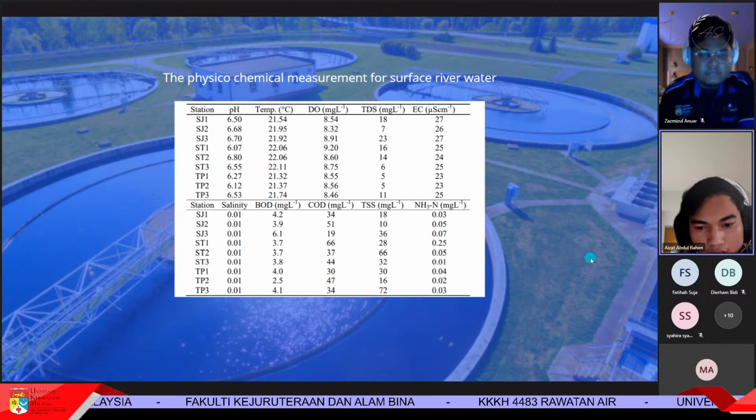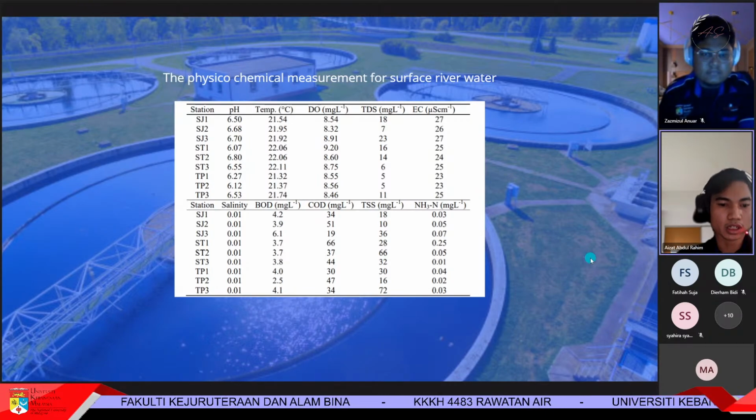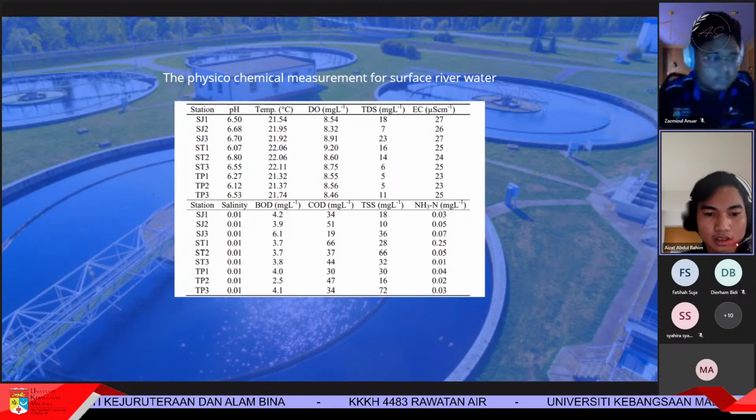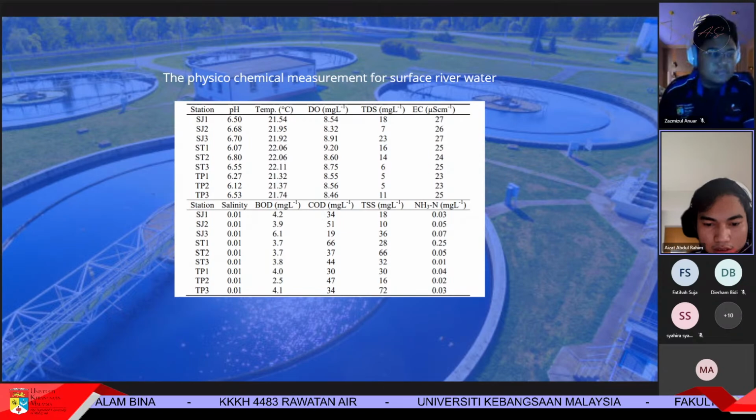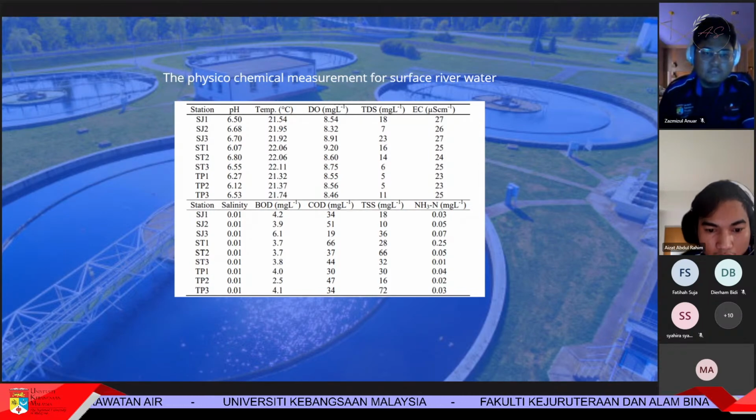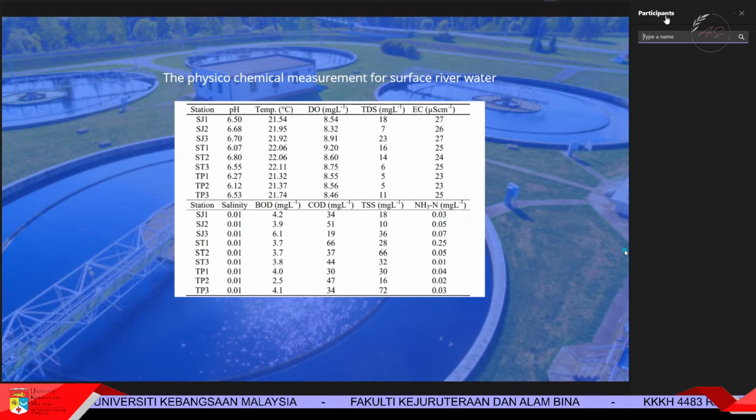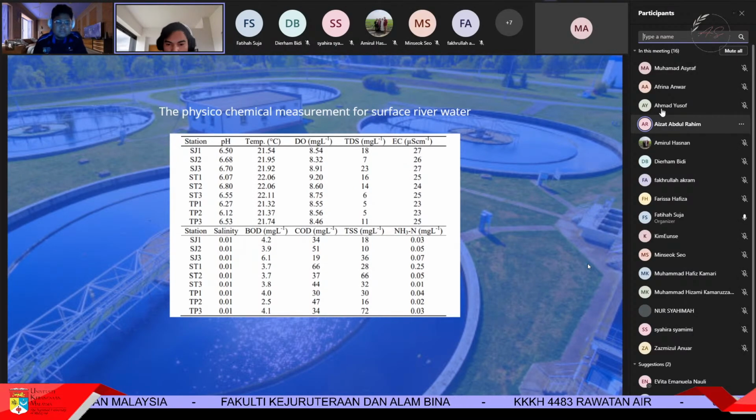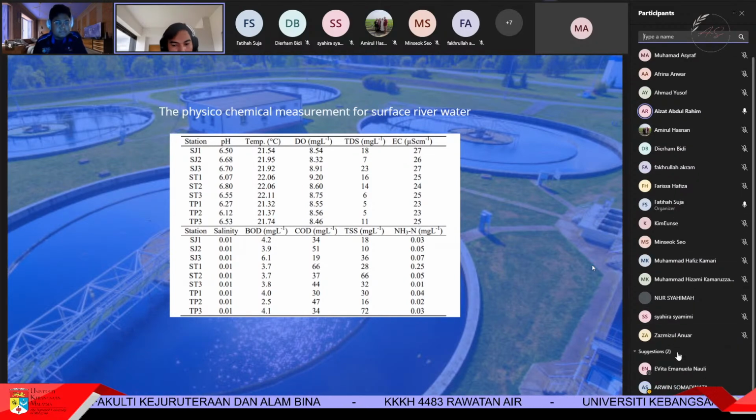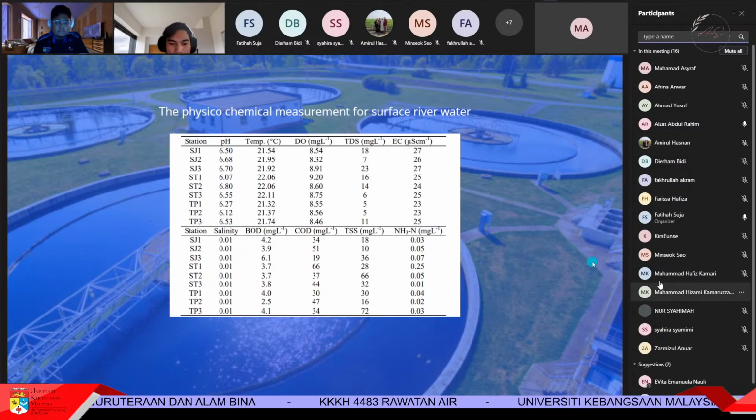and these values were slightly lower than recorded in previous studies. The BOD and COD obtained were in the range 3.7 to 6.1 milligrams per liter and 16 to 66 milligrams per liter respectively. The highest concentration was recorded at Sungai Terenum, which is ST1 and ST2, higher than observation in previous study. Other rivers have recorded variation of chemical oxygen demand. And the last one is the TSS, total suspended solids, which fluctuated among sampling stations, although within the same river. Next.